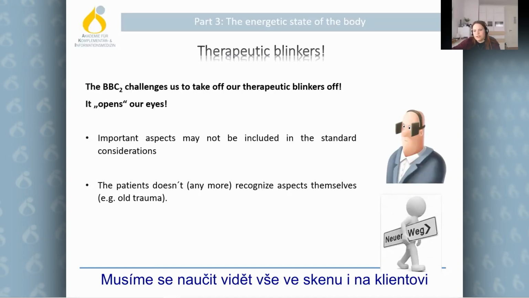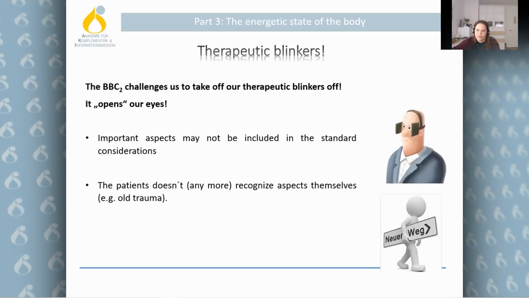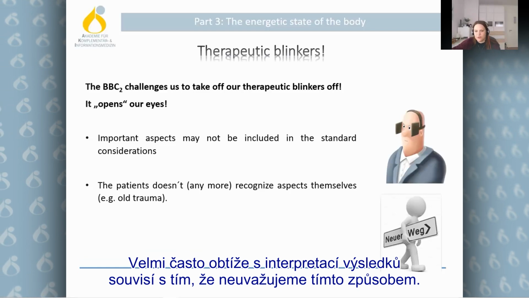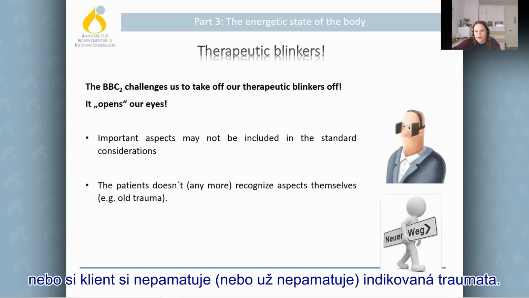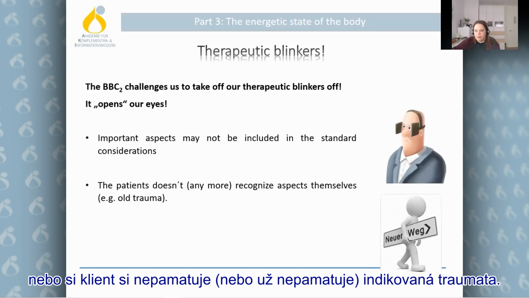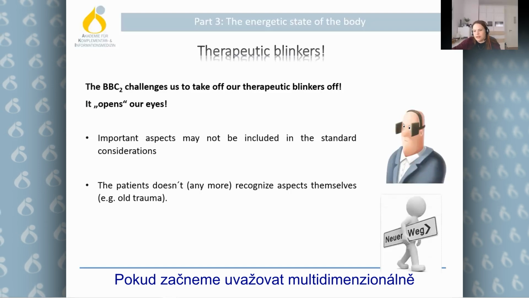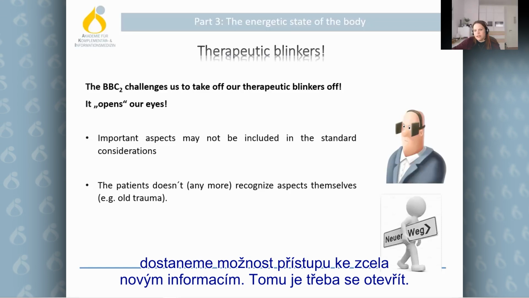We must learn to see everything in the scan and the patient in a multidimensional way. Often interpretation difficulties occur when we do not think this way. We might not be able to explain aspects that appear with our pre-learned ways of thinking, or the patient does not remember indicated traumas, for example. So when we start thinking multidimensionally and take off the therapeutic blinders, we get the chance to get completely new information.